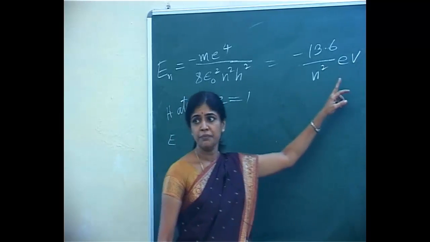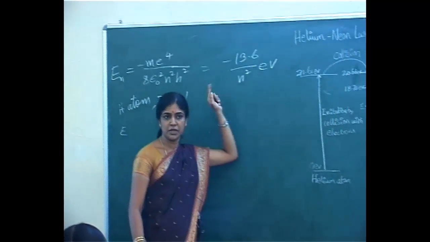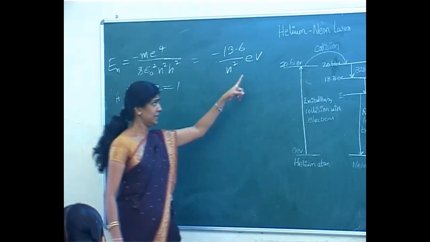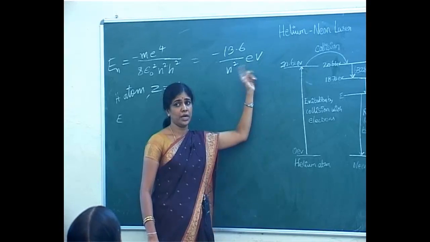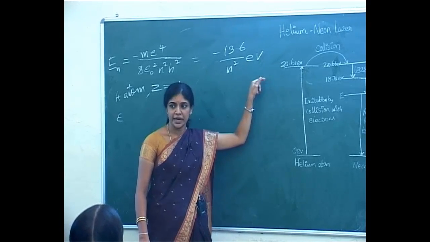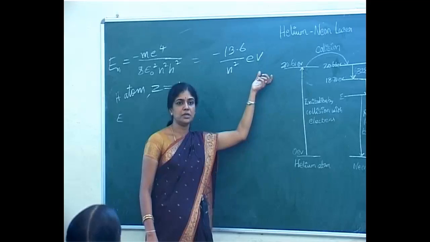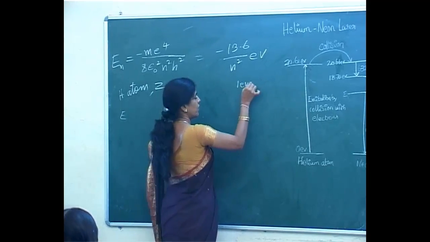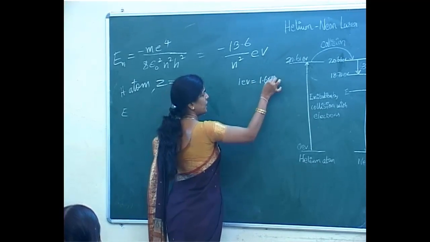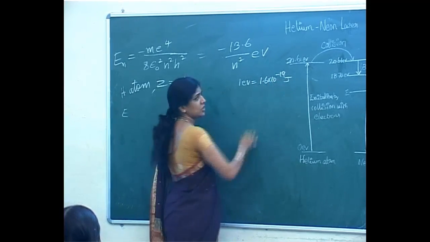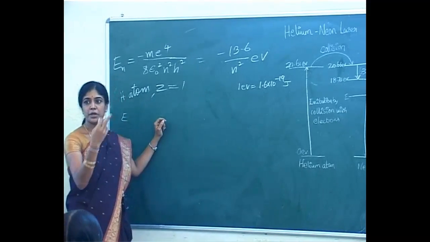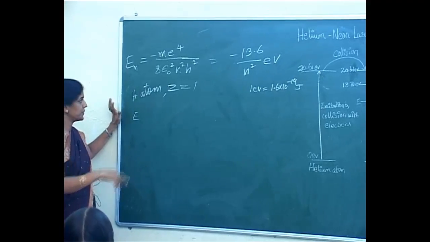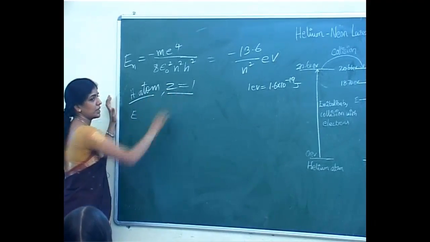What is that eV? Electron volt. Usually we use joule as the unit of energy, but here we use electron volt, which is another unit for energy. I can also convert electron volts into joules. 1 electron volt equals how many joules? 1.6 into 10 power minus 19 joules. So I can convert electron volts into joules or joules into electron volts. Now for the hydrogen atom, the atomic number is 1.